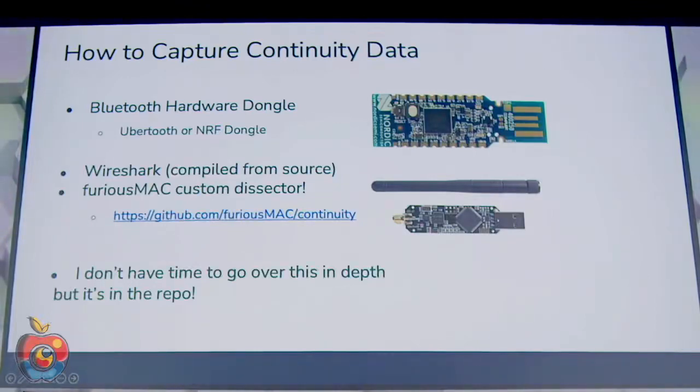And then if you go to our repository, which is under Furious Mac on GitHub, you can see our continuity parser. The hardest part about it is you have to compile Wireshark from source and compile our parser into it, or it's a dissector. Depending on the platform you're using, it's a little bit difficult. I think what was causing my issues is I'm running a VM right now because I have to do USB pass-through, and I think it's using a lot of resources.